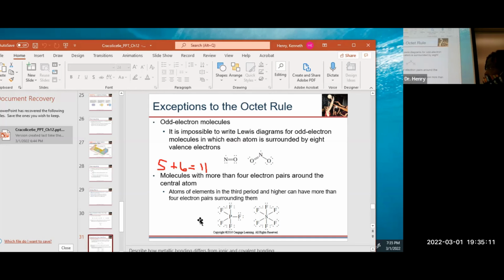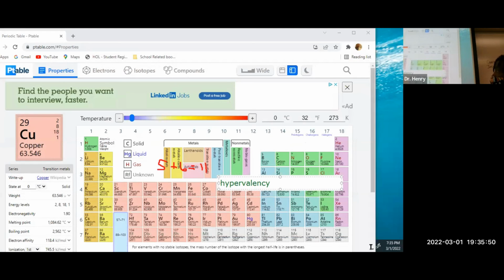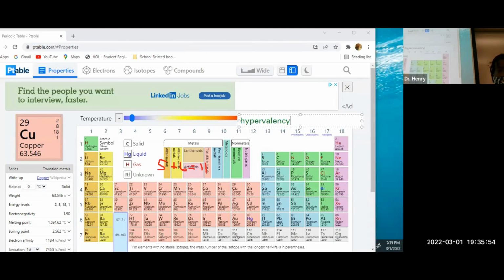So the next exception is called hypervalency. Hyper meaning more. Valency. So this basically means that you could have more than 8 around you. Now there's only so many molecules that are able to do this, right? So if we look up the periodic table, I can find it. So all of the elements over here, and it only happens when we're sharing electrons, right? We're sharing electrons. This is when this is going to happen.